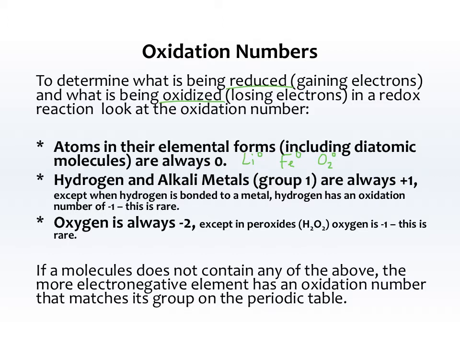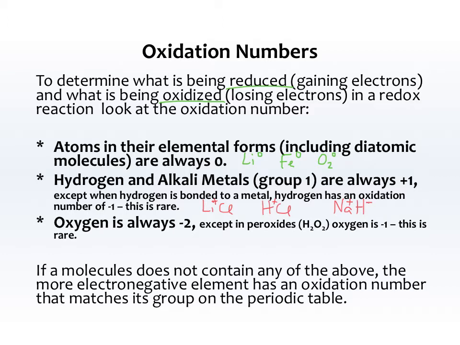Hydrogen and alkali metals, those in group 1, are always +1, except when hydrogen is bonded to a metal, then hydrogen has an oxidation number of -1, but this is really rare. So if we had an alkali metal in a compound, not on its own, such as LiCl, that alkali metal will be Li+. If we had hydrogen in a compound, let's say HCl, that hydrogen would be +1. The exception, and again, this is really rare, not something you're going to need to see very often. If we had a hydride such as NaH, the Na is the positive one, so H has to be -1.